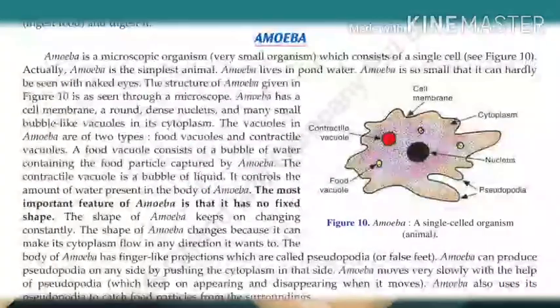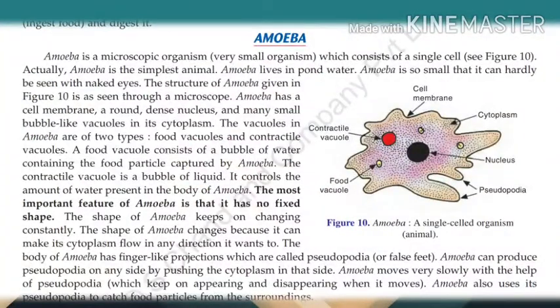Amoeba is a microscopic organism. Microscopic organism means it is a very small organism and it cannot be seen with the naked eye. Understand? And it consists of a single cell. Actually, amoeba is the simplest animal and it lives in pond water.